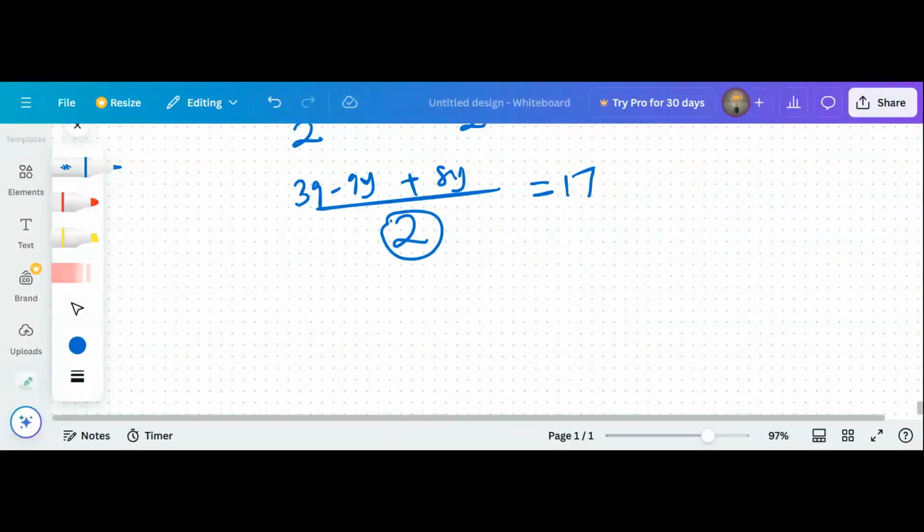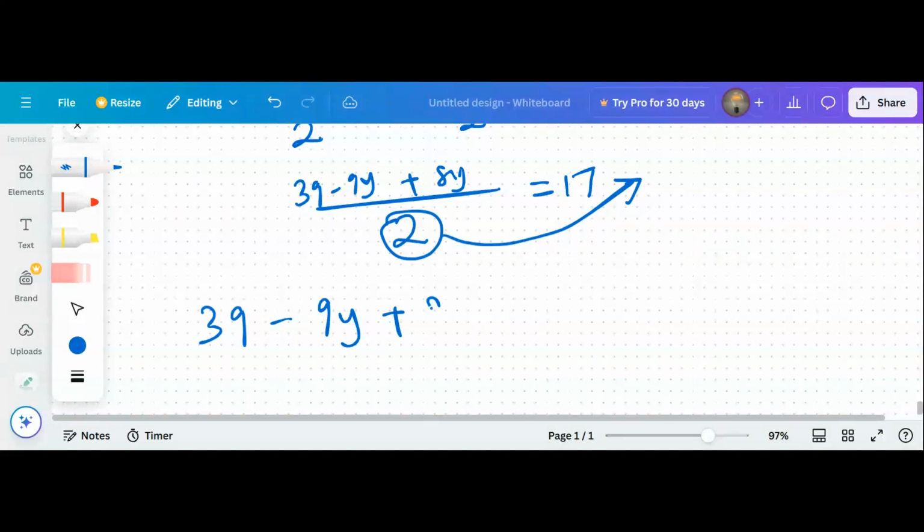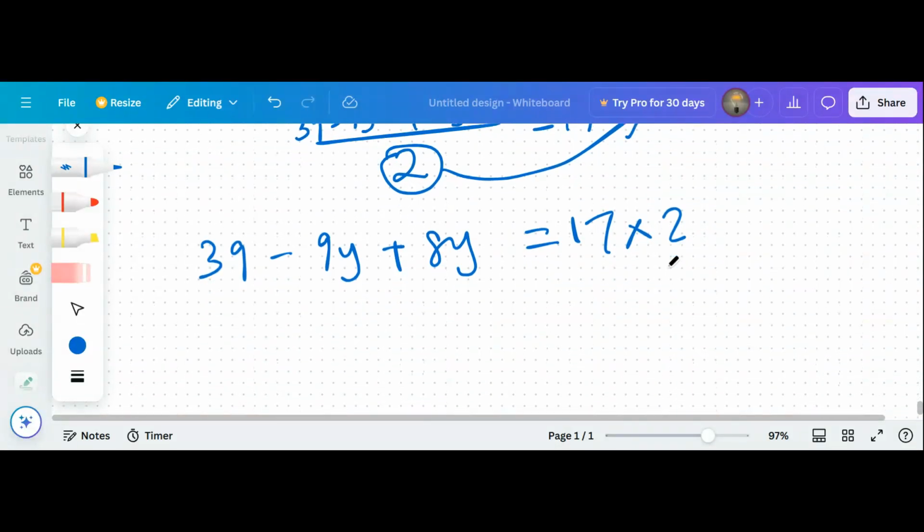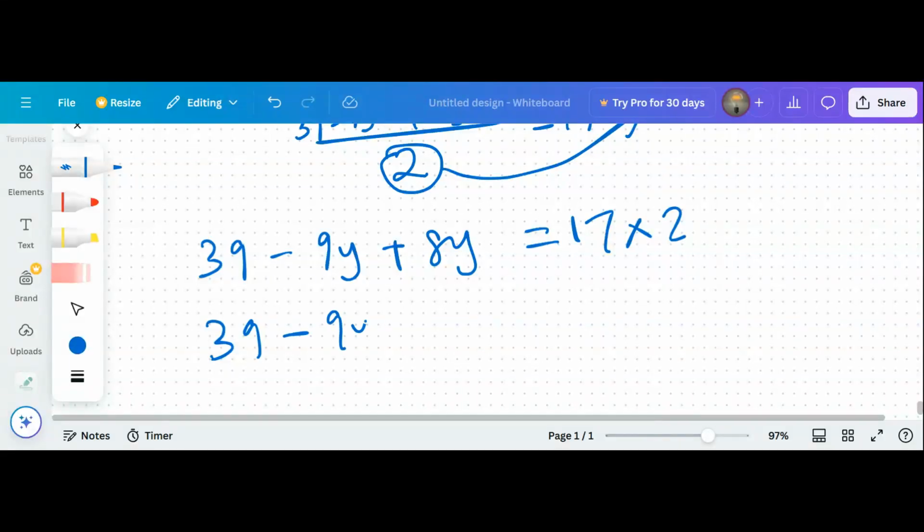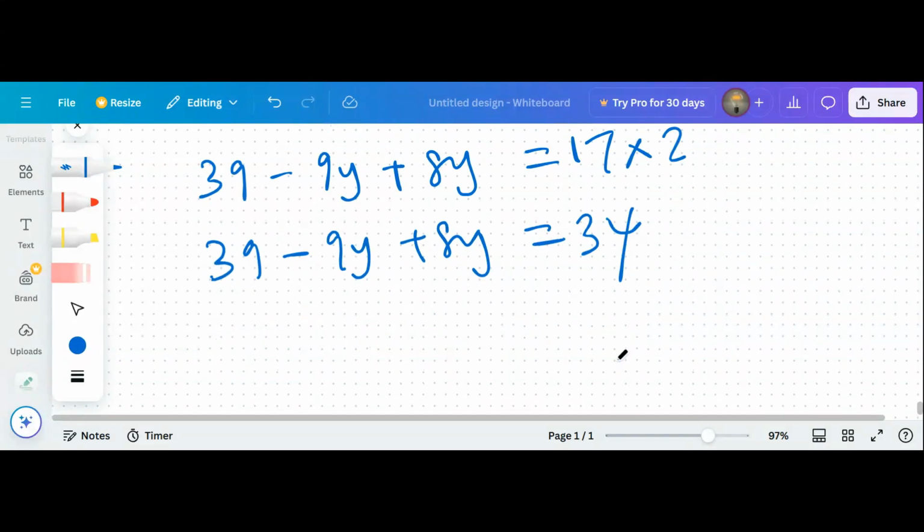So we can take this 2 to the right side. Here it is getting divided, so if it goes to the other side, it will get multiplied. So 39 minus 9y plus 8y is equal to 17 into 2, which is 34.